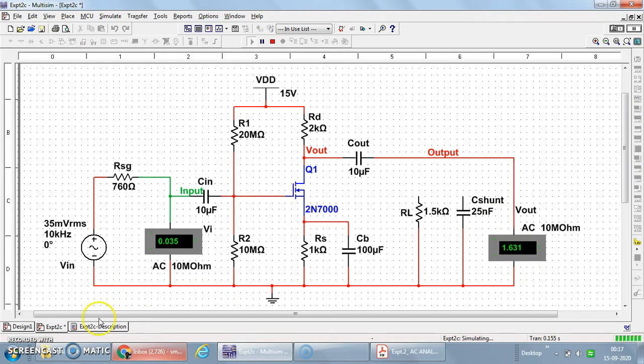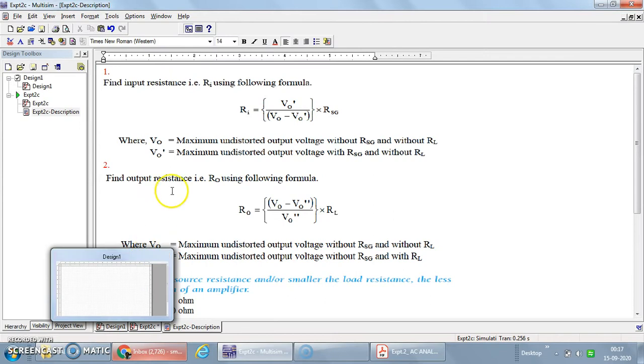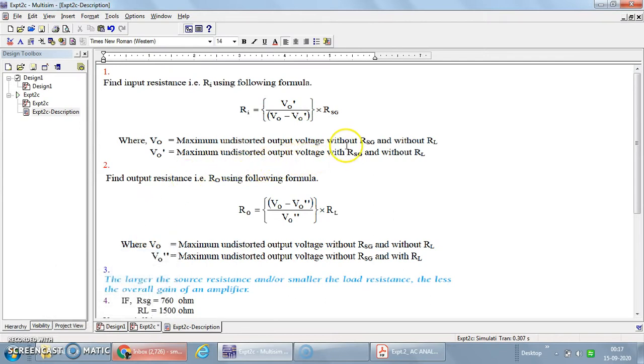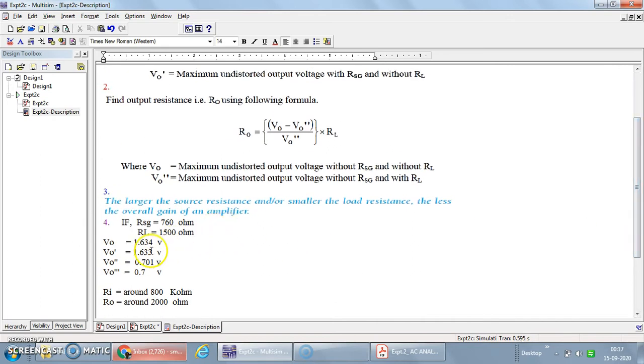This is what we have seen in the description part, V0 dash. So V0 dash is which voltage? V0 dash is the output voltage with RSG and without considering the RL. So this is the V0 dash reading. This reading I have also already written here. So it's V0 dash 1. So it's 1.634.